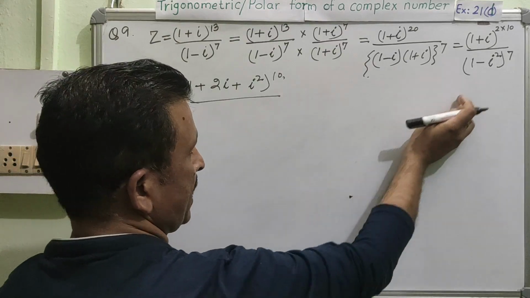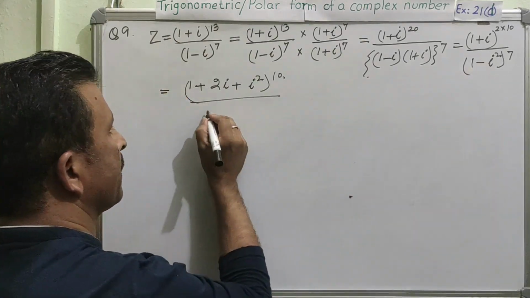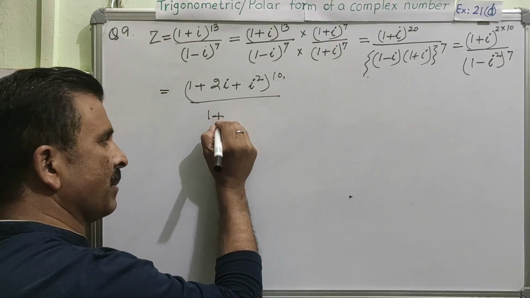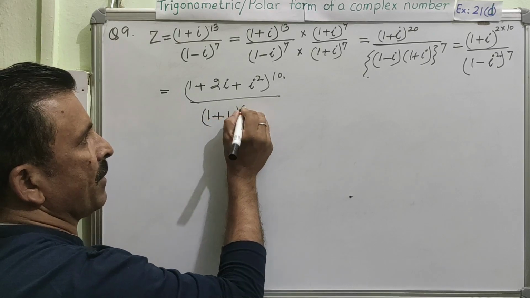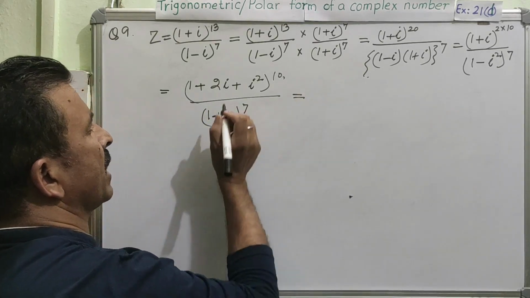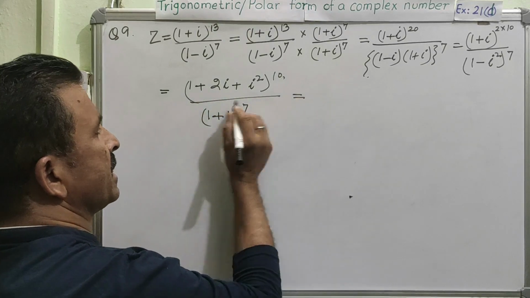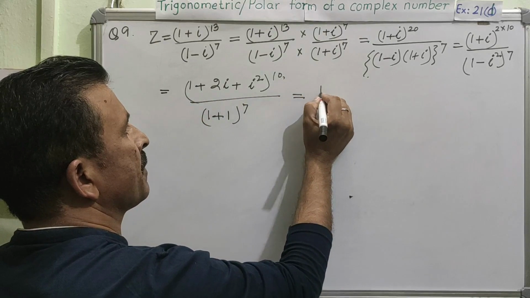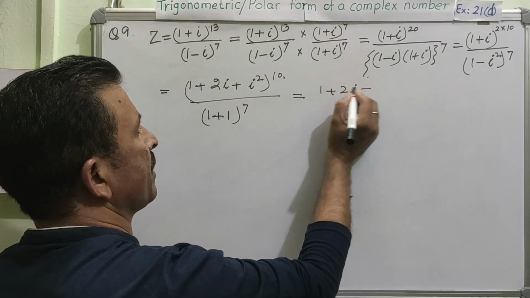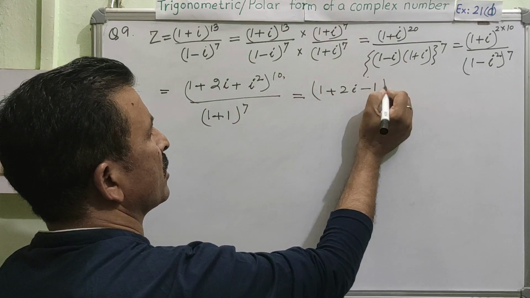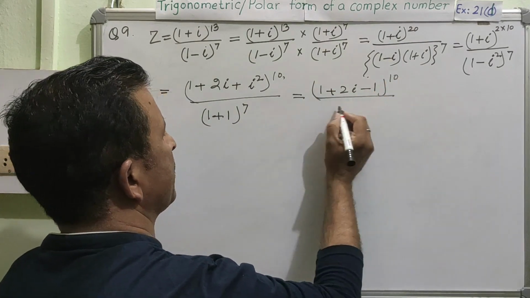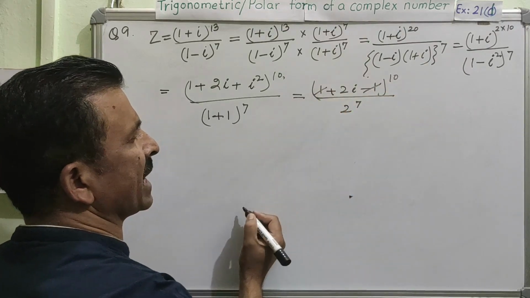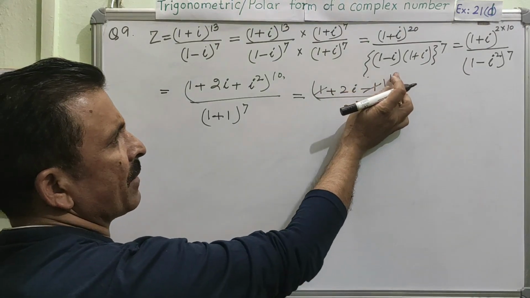Come to the denominator. Now you know this is 1 minus i square, and the value of i square is minus 1. So this minus and that minus will make it plus 1, and this is 1 whole to the power 7. Is it okay? Now come to the numerator. Next, i square means minus 1, right? This is 1 plus 2i, and this i square will become minus 1, whole to the power 10, divided by 1 plus 1, which is 2, 2 to the power 7. Now this minus 1 and this plus 1 cancel. Now we are left with (2i) to the power 10.